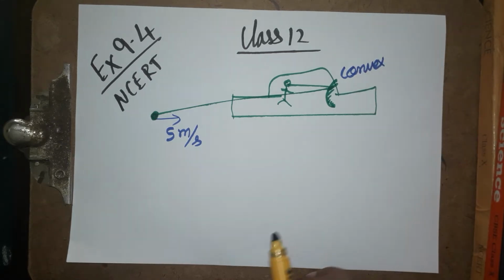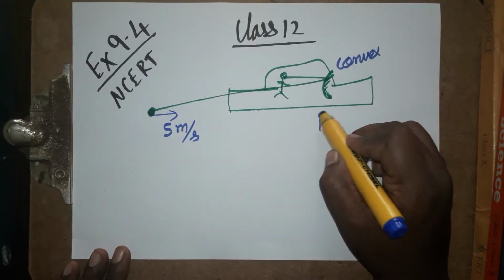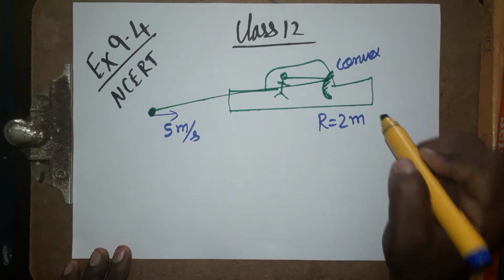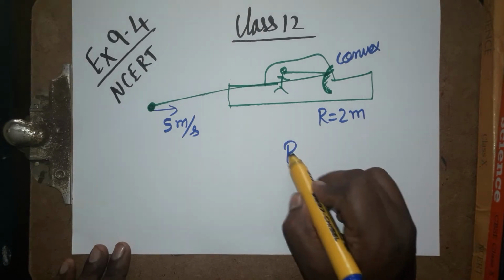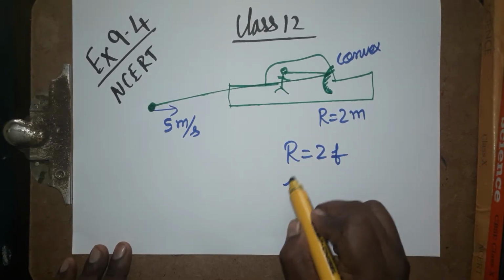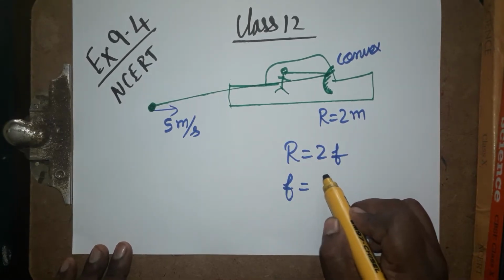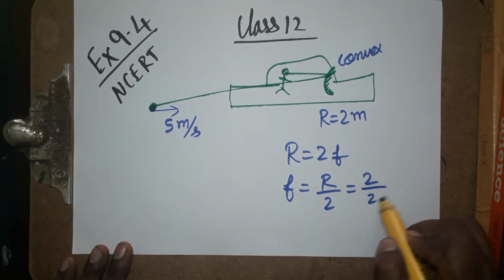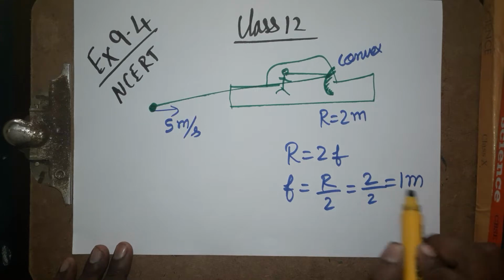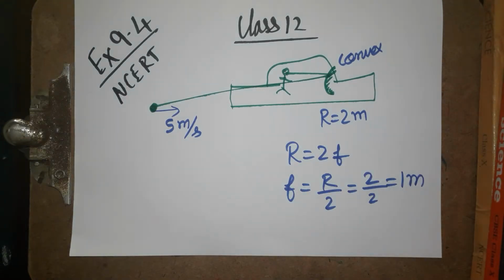Now the radius of curvature of the mirror is 2 meter. When the radius of curvature is 2 meter, R is equal to 2f. So the focal length is f equal to R divided by 2, that's 2 divided by 2, which is 1 meter. So the focal length of the convex mirror is 1 meter.